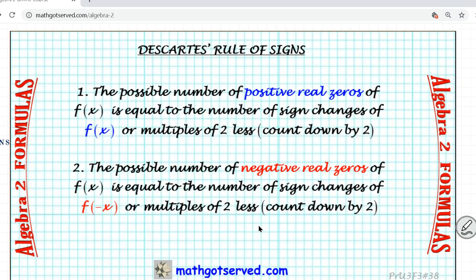Number 2, the possible number of negative real zeros of a function is equal to the number of sign changes or variation of f of negative x. So you see the difference here. For the positive real zeros, we're looking at sign changes for f of x. But for negative real zeros, we're looking at f composed with negative x. So the number of sign changes of f of negative x or multiples of 2 less than that, so counting down by 2's also.